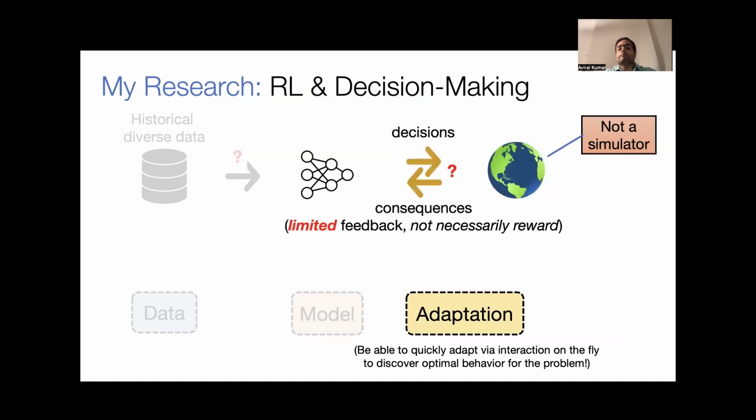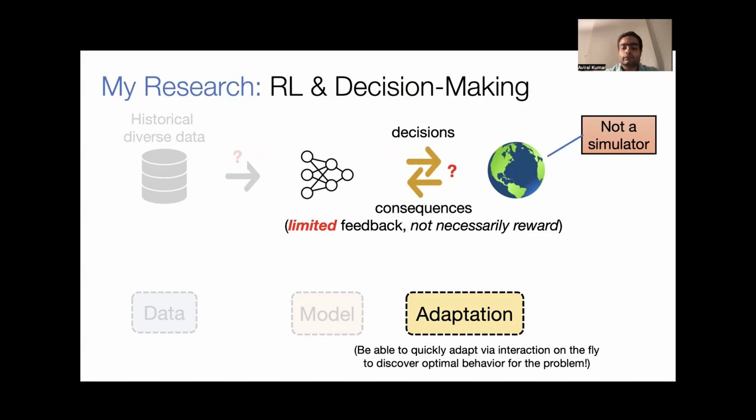And finally, the question of adaptation. So if you're thinking about directly running these models in the real world, how can we make sure that these models can quickly adapt via interaction on the fly to be able to do as good as they can on the problem while interacting with this real world?